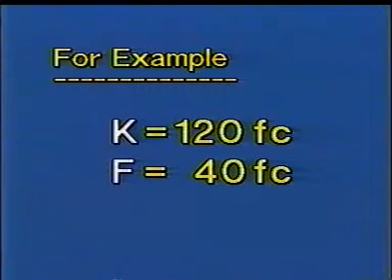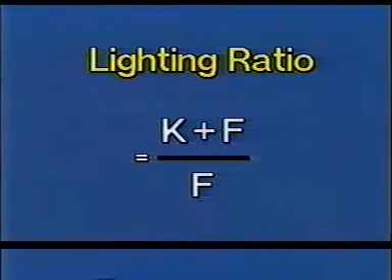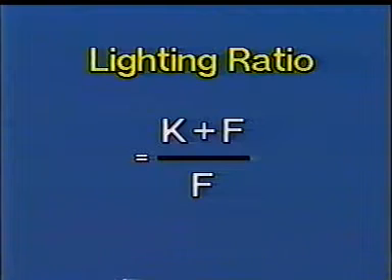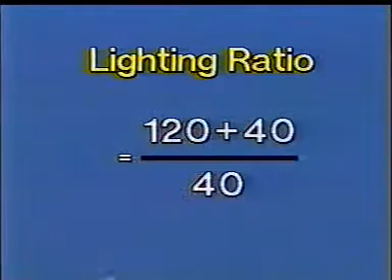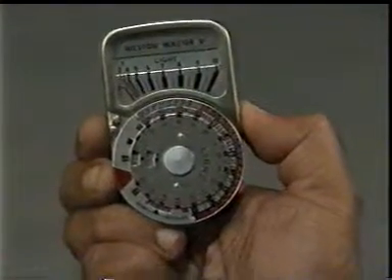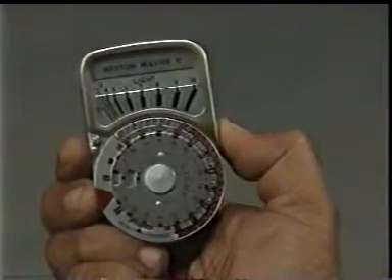For example, if K is equal to 120 foot candles and F is equal to 40 foot candles, the lighting ratio is (K plus F) divided by F, which is equal to (120 plus 40) divided by 40. These readings are measured by an incident light meter.